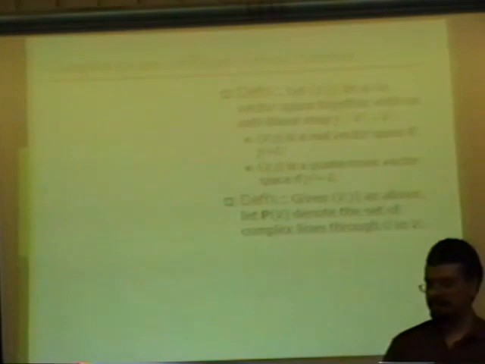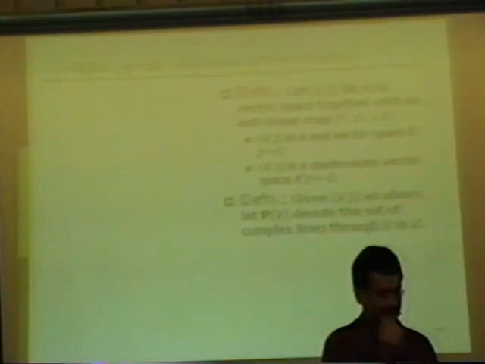If you have a complex vector space with an antilinear map J, a complex antilinear map, then we say that this is a real vector space if J squared is the identity, and it is a quaternionic vector space if the square is minus the identity. Given such a vector space and such a structure map, we talk about the set of complex points, the lines through the origin in V. And this set, of course, carries the action of J, which coincides with the action of the Galois group on the complex points of the real variety.